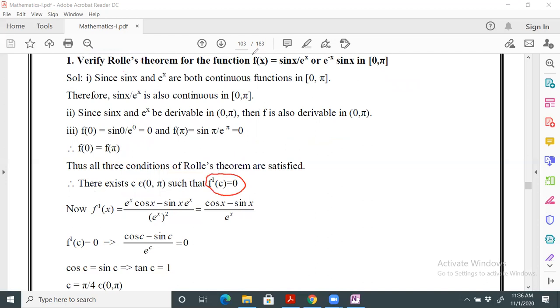What is f of x? f of x is equal to sin x by e power x. So for f dash, on the right hand side also we need to take the differentiation, which is the differentiation of u by v. The formula for (u/v) dash is (v into u dash minus u into v dash) by v square.